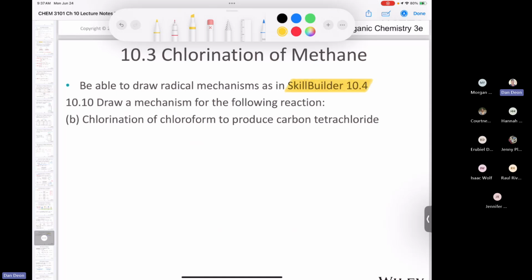Just in case you're wondering, radicals are the last chapter of new material. Would this be on an ACS exam or an MCAT or a DAT or something?